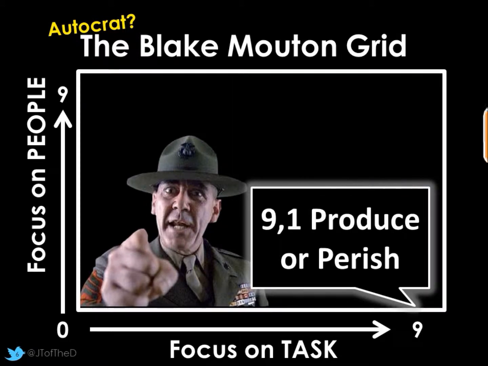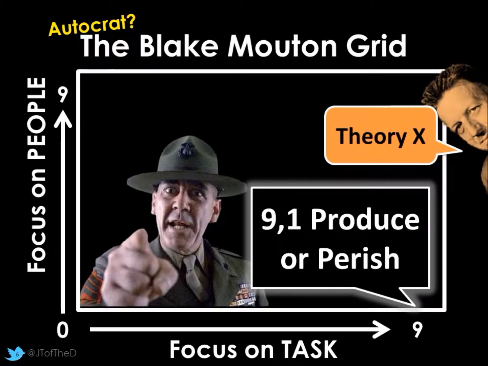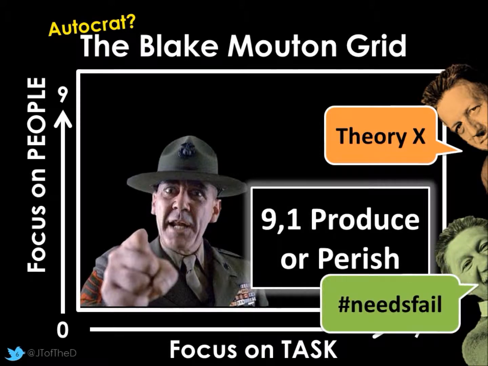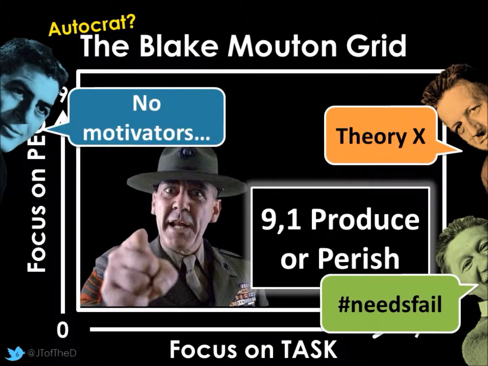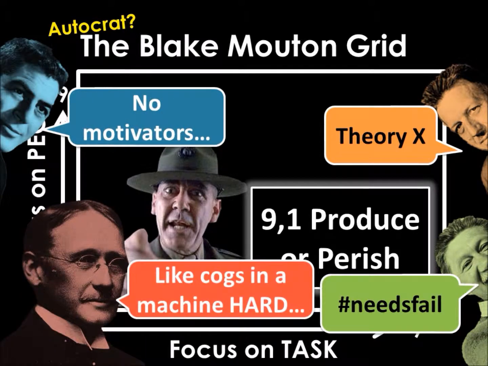You can link this really nicely with Douglas McGregor, who suggests that this style is very much Theory X, where the leader gives very little respect to employees and doesn't necessarily want to involve them as they don't feel that they actually want to be involved anyway. Equally, Maslow might suggest this is a failure of needs. In terms of motivation, it's pretty low down. Even Herzberg suggests there's no motivators here. One who would be happy, of course, would be Fred Taylor, who suggests that employees are like cogs in a machine, and so actually this hard approach to HR is appropriate.